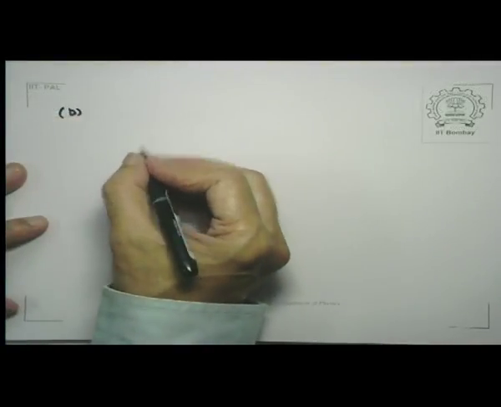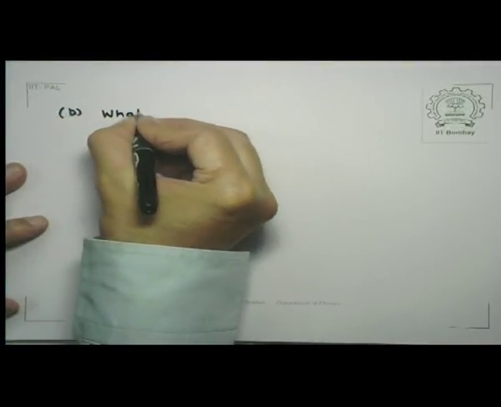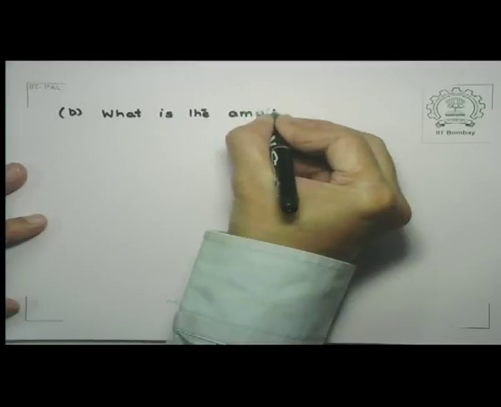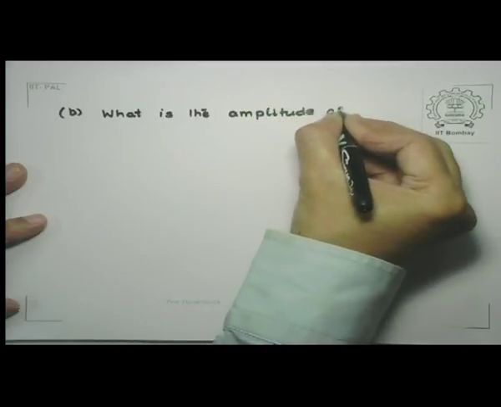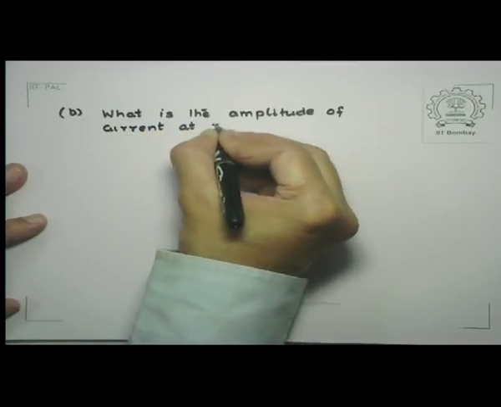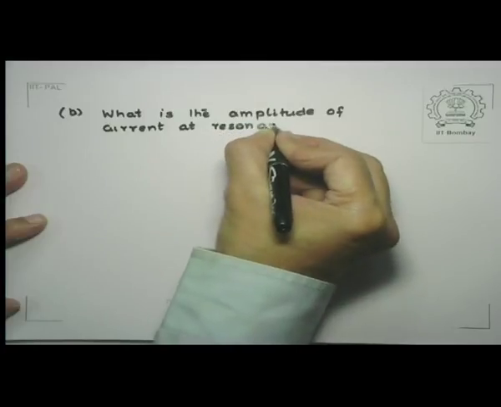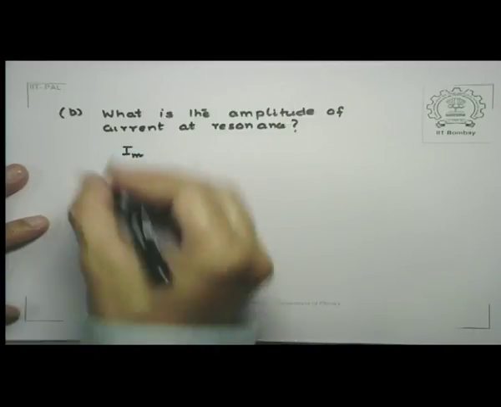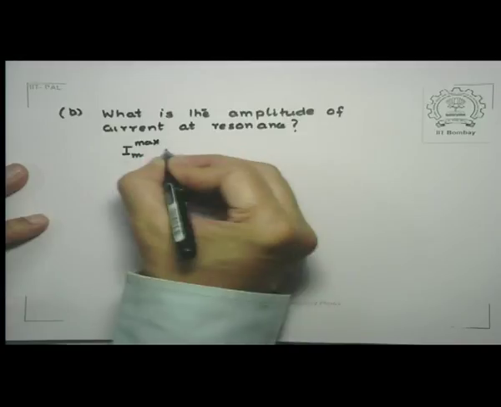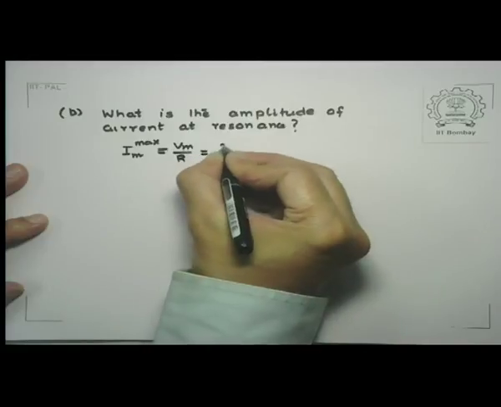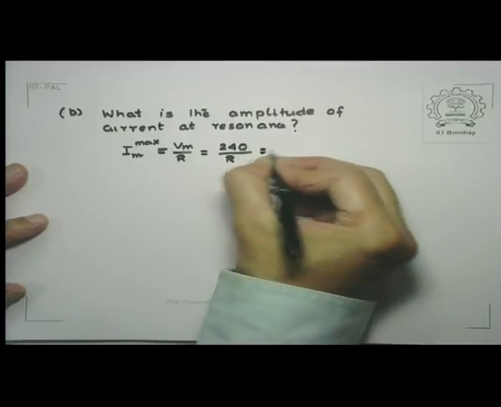What is the amplitude of the current at resonance? So at resonance, the Im itself is maximum, that is the amplitude is maximum, and so Im max is given by Vm divided by R, that's equal to 240 divided by R, that's equal to 6 amperes.